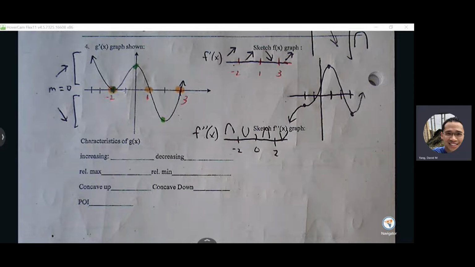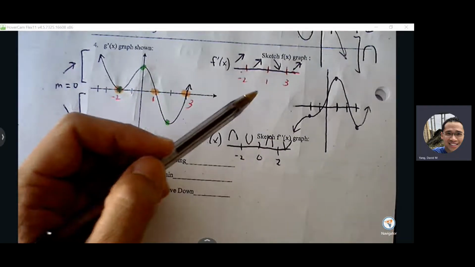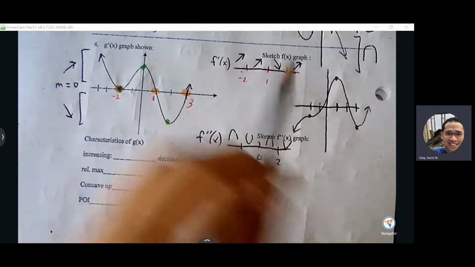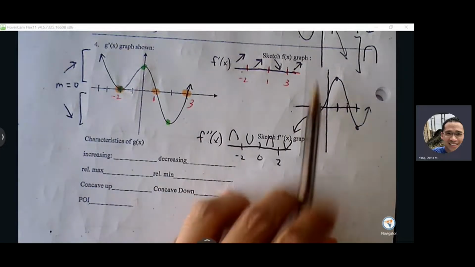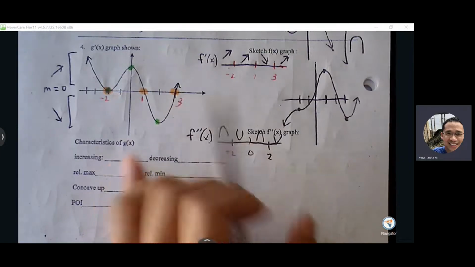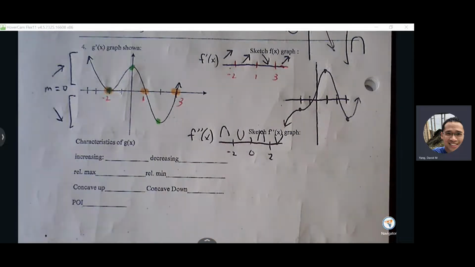Next up, we also want to be able to pull concavity information of the original graph, but we're not going to rely on the original graph because the original graph is based off the derivative graph, so it's not as accurate as it could be, which is fine. But we need to learn how to pull concavity information of the original graph from the derivative graph.